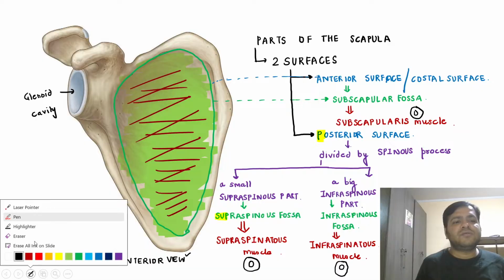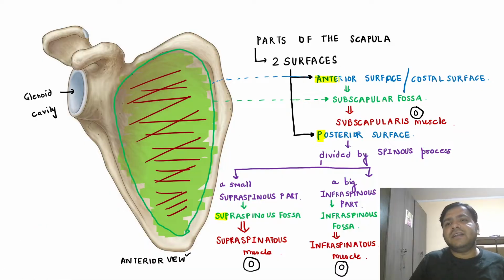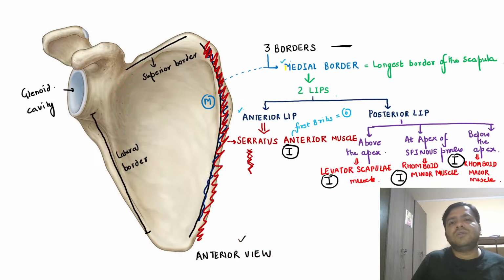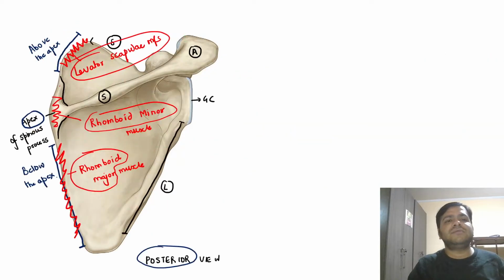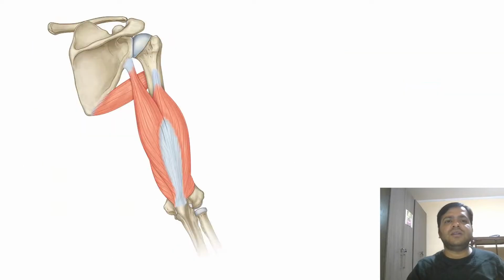We have discussed two surfaces, guys: the anterior surface, the posterior surface. We have discussed one border only, that is the medial border. And the medial border has two lips: anterior lip and posterior lip. Anterior lip also discussed. Posterior lip also discussed. The rest, I think we should continue tomorrow, guys.